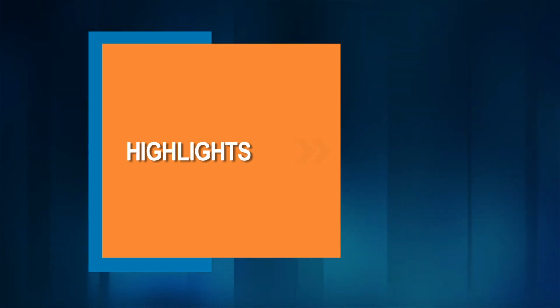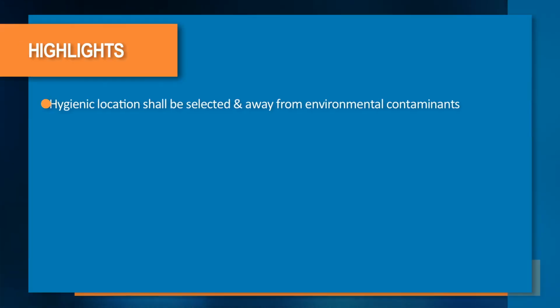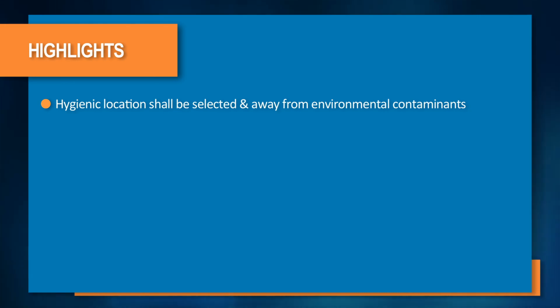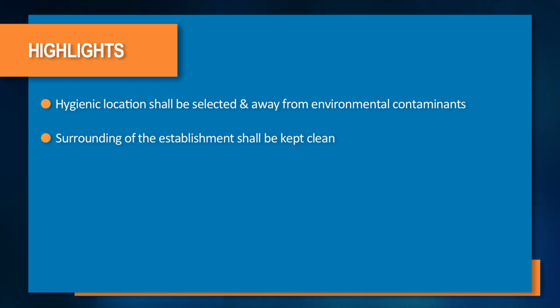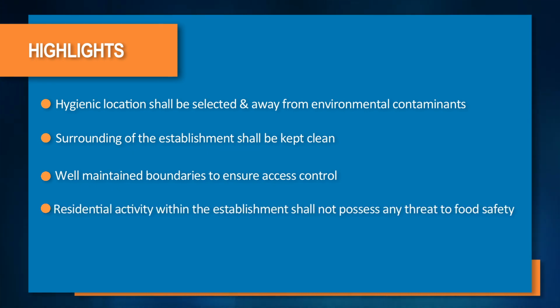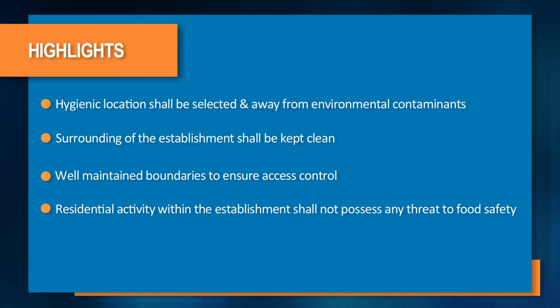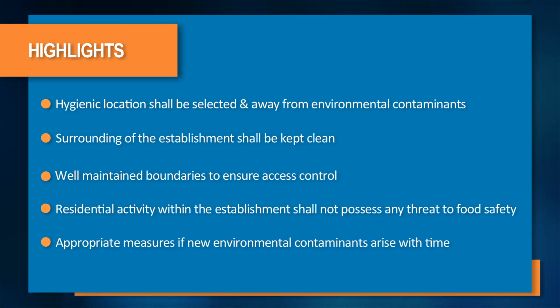Thus, the main points discussed in this video are: hygienic location shall be selected for establishing food business, and it shall be away from environmental contaminants. Surroundings of the establishment shall be kept clean. Boundaries of the establishment should be well maintained to ensure access control. Residential activity within the establishment shall not pose any threat to food safety. Appropriate measures shall be taken if new environmental contaminants arise with time.